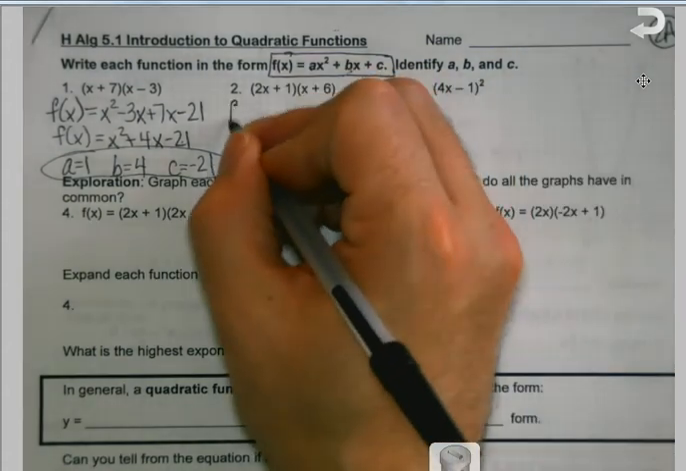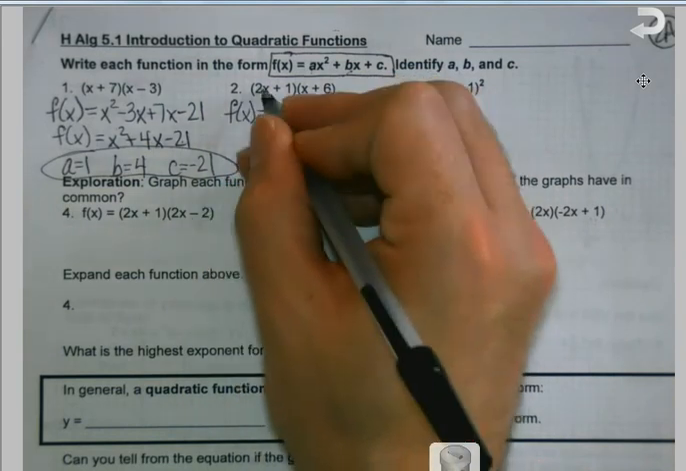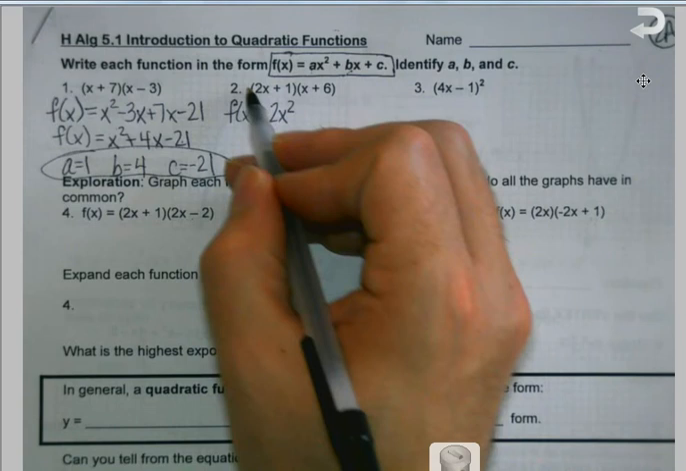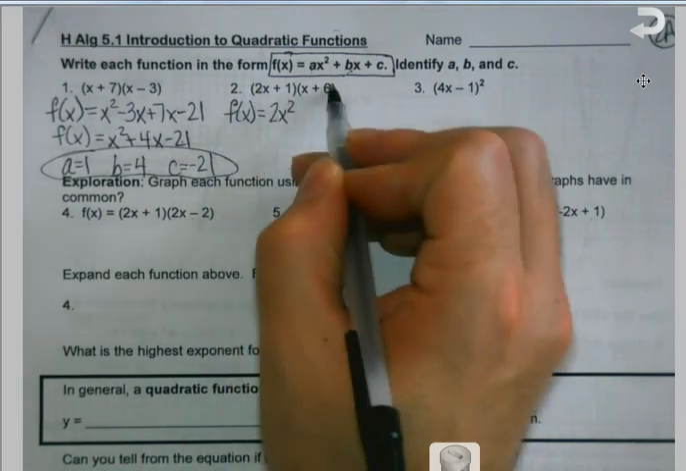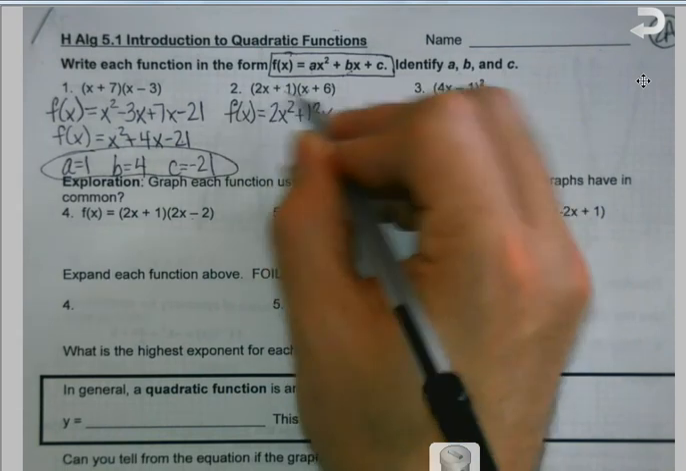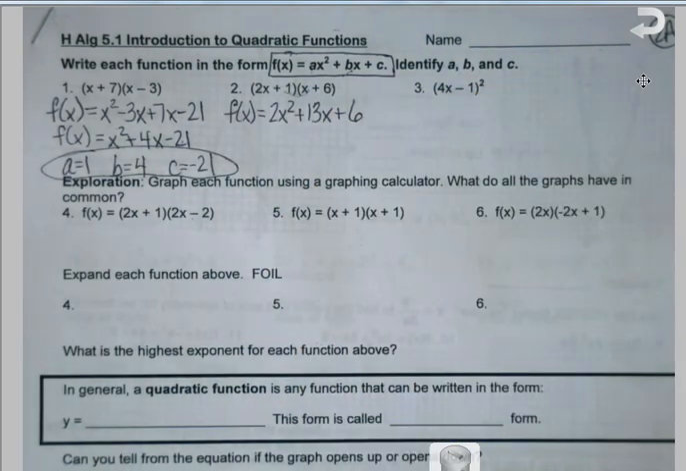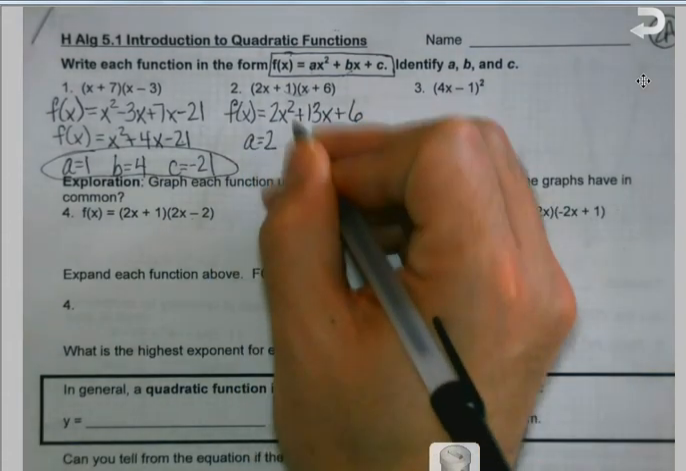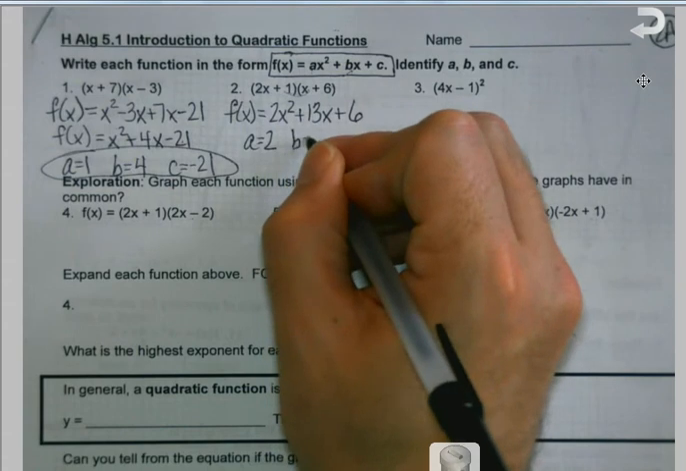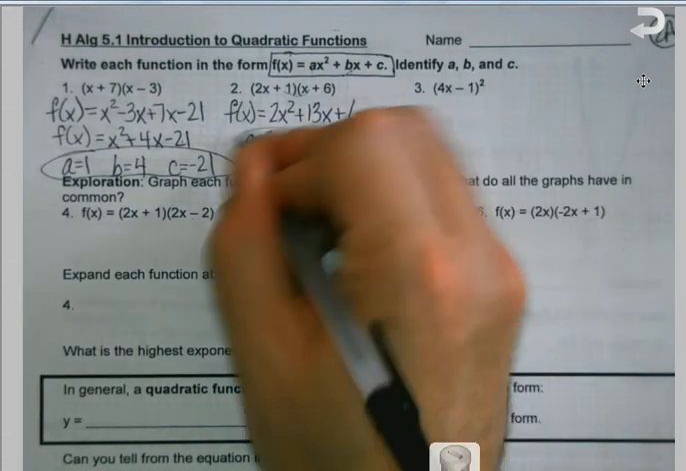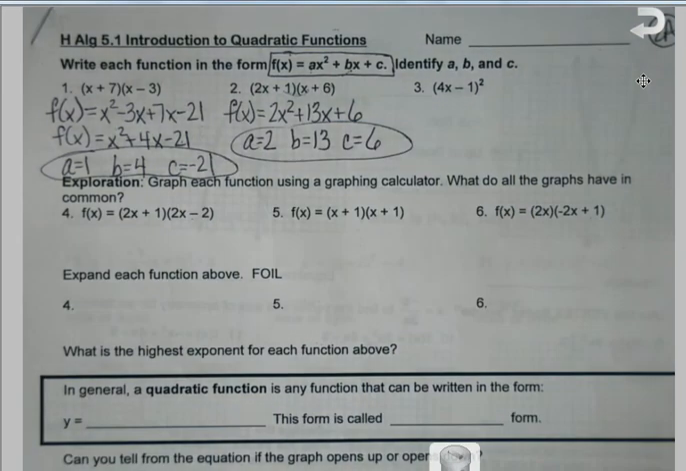So for any of these, again, I'm just FOILing them out. This time I'm going to combine right away. So let's see. I have 12x and 1x would be 13x. And 1 times 6 is 6. To get into my standard form. And then to find a, b, and c, again, I'm taking my x squared term as my a, my x term is my b, and my constant term is going to be c.